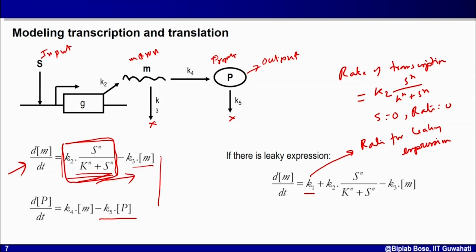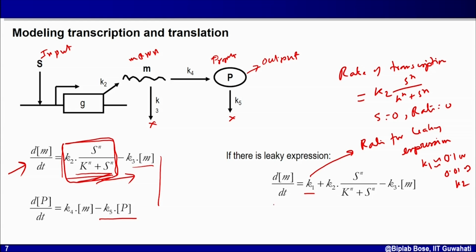So, when S is 0, this Hill function will become 0. So, K2 into the Hill function will be 0, but K1, which may have a very low value, will give rise to mRNA; it will keep on producing mRNA. Usually, we take K1 as around 0.1 or 0.01 of K2, so 10% or 0.1% of the maximum rate of transcription that can happen by induction. You take a very small value of K1 with respect to K2.